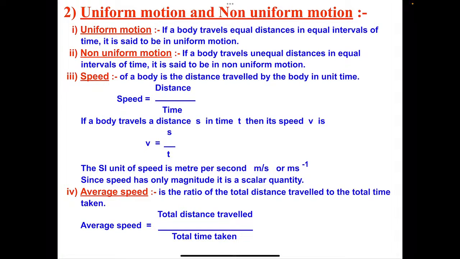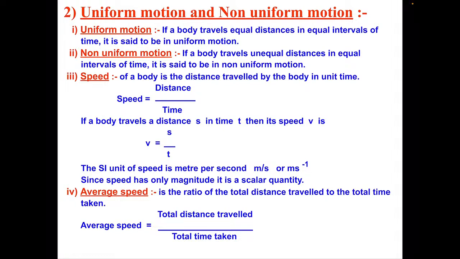Next PPT is showing the uniform motion and non-uniform motion. But before that, you should know the major differences between distance and displacement. The first major difference is that distance is a scalar quantity and displacement is a vector quantity. Distance is always positive, but displacement can be positive, negative and zero. Scalar quantities are those which have only magnitude, and vector quantities are those which have magnitude as well as direction.